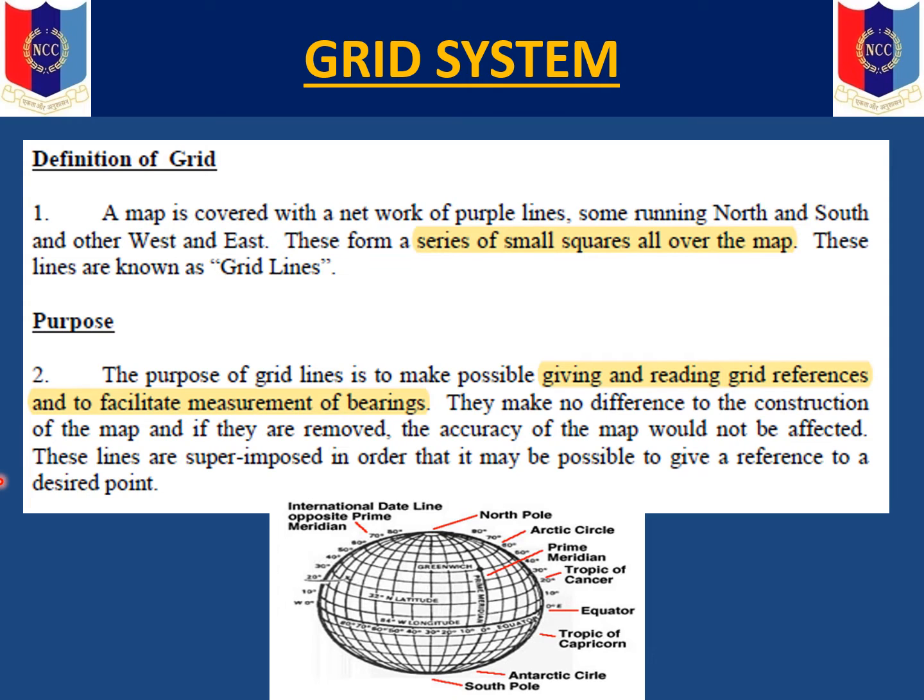Now we'll see what is a grid system. Firstly, coming on to the definition of grid. A map is covered in a network of purple lines running north, south and east, west. These form a series of small squares all over the map. These are known as grid lines. Now what is the purpose of grid lines? It is to give grid references or take grid references from a map and to facilitate measurement of bearings.